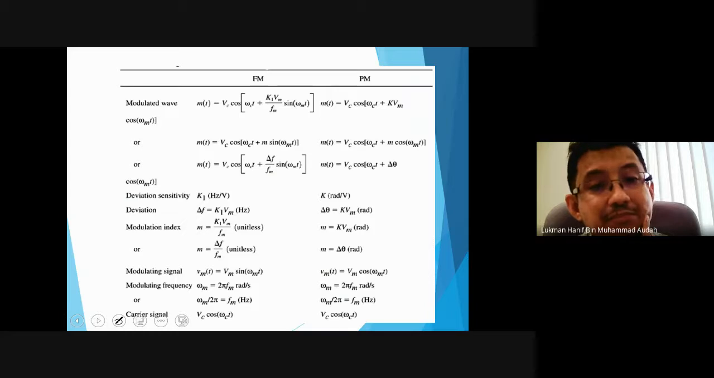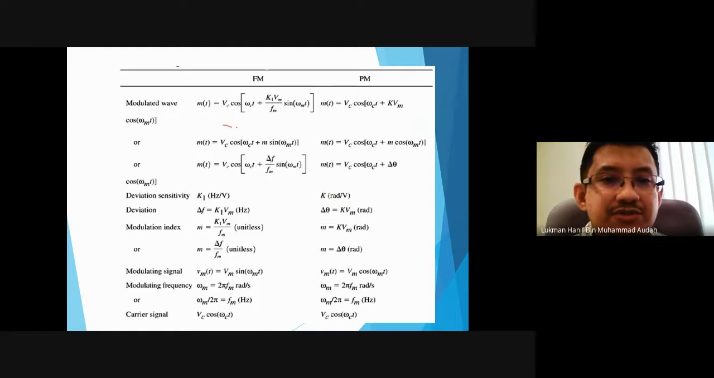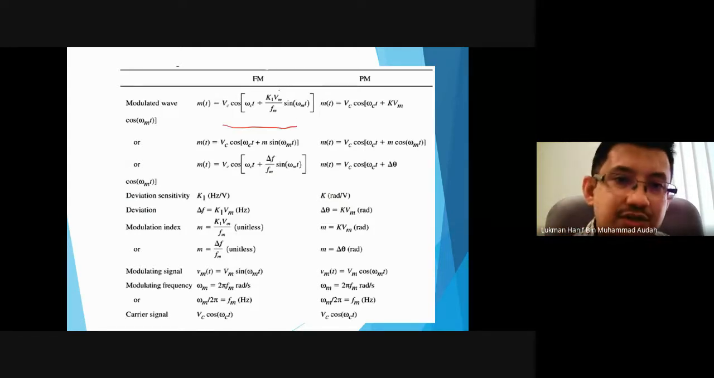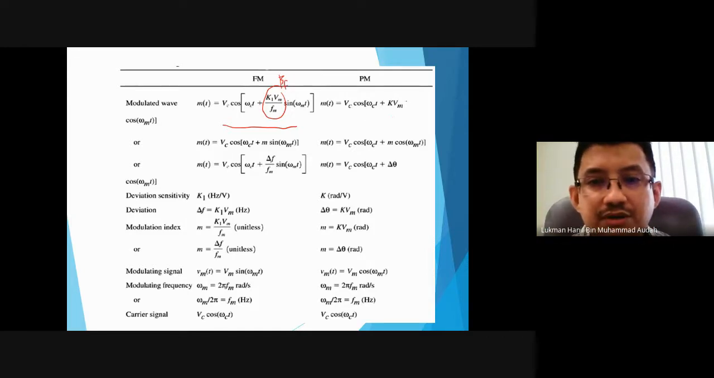This is the summary of FM and PM. Ini dia punya summary. So macam mana bentuk general equations like this. So this is actually beta F. Over here, this is Kp Vm. So di sini sepatutnya K Vm sine sebenarnya. So this is supposed to be sine omega m t, omega m. So this is K2 lah, katalah K2.